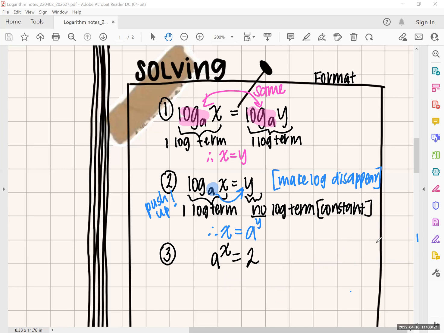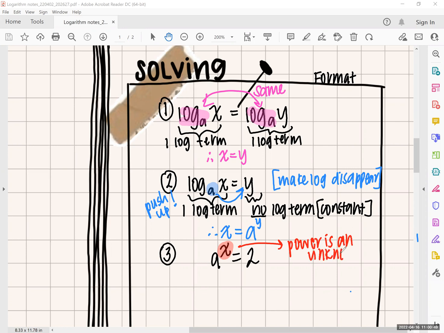Okay. So right now we have a^x equal to 2, right? Can you see right now, for this technique, we don't have any log. But what do we have? We have x as an unknown, and this is what you need to find. So you have to highlight your x, which is your power. You're going to write down that the power is an unknown.